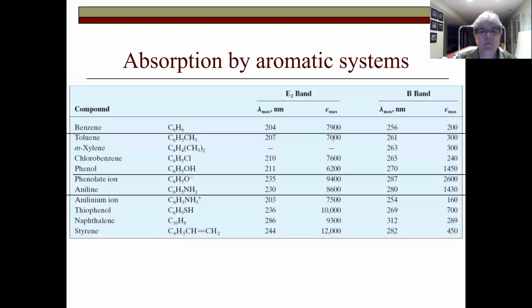Okay, so going back to this table, here's benzene, and here we put OH on it. So notice the E2 band red shifts from 204 to 211. The B band from 256 to 270. So both bands are affected. NH2, we put that on the ring. Again, you see a red shift of both peaks. Now, notice there are a lot of things we can put on the ring that will affect the absorption, but the only 2 you need to remember are OH and NH2.